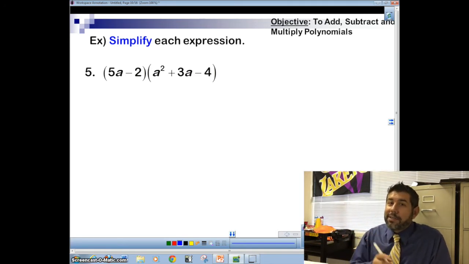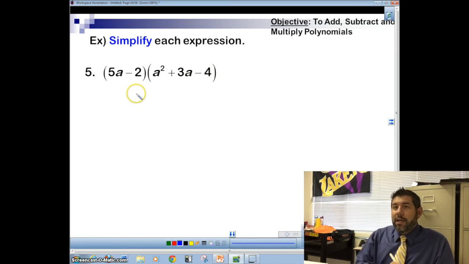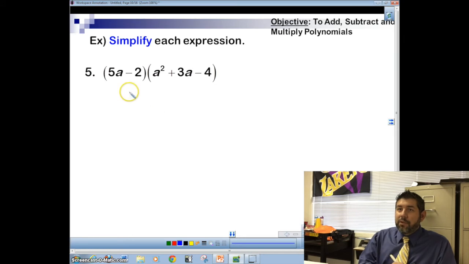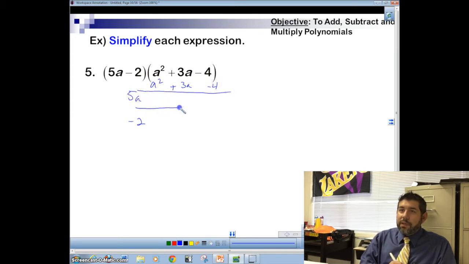One way to organize this, and I've seen this done, is to make a little box here. I'm going to do 5a and negative 2 on rows, and then I'm going to do a squared plus 3a minus 4 in columns here. I'll show you what this looks like. Sometimes I do this when they get really large.